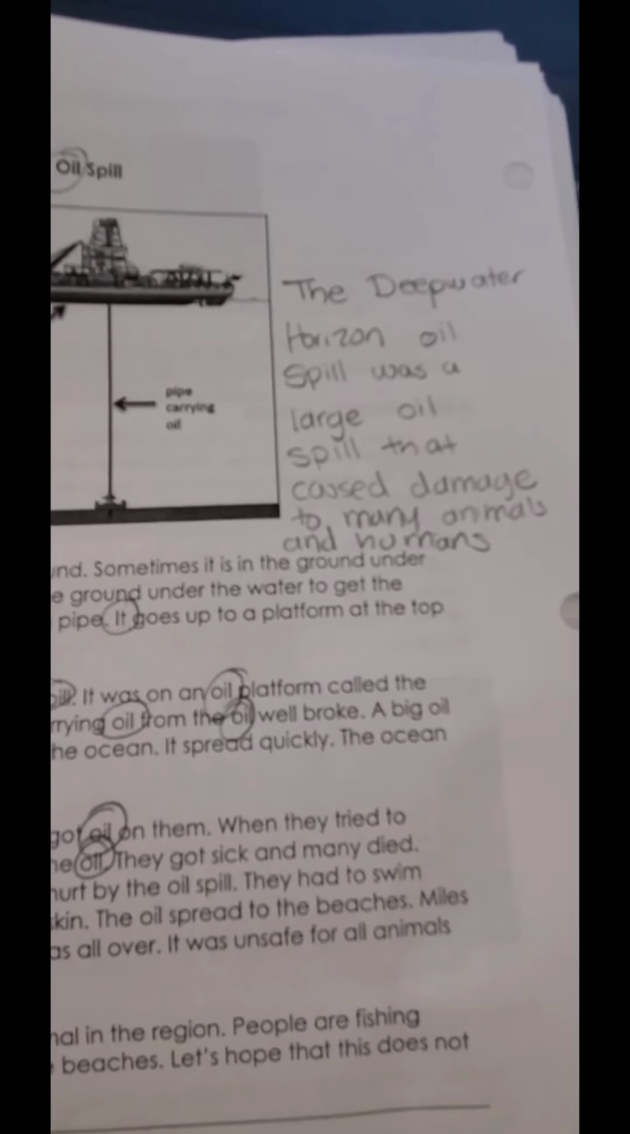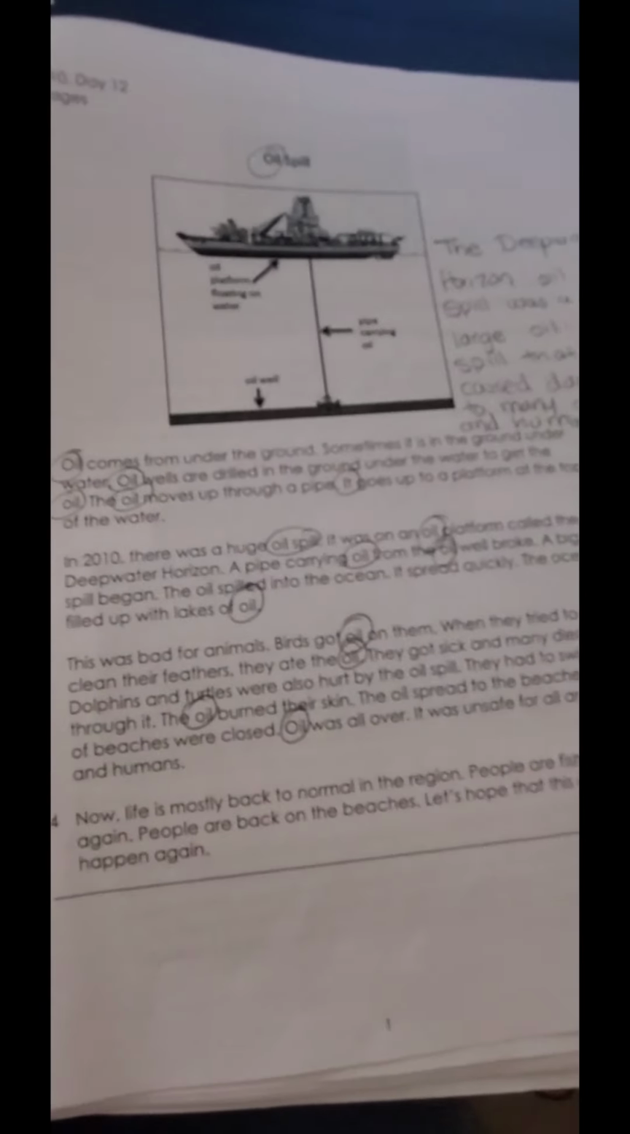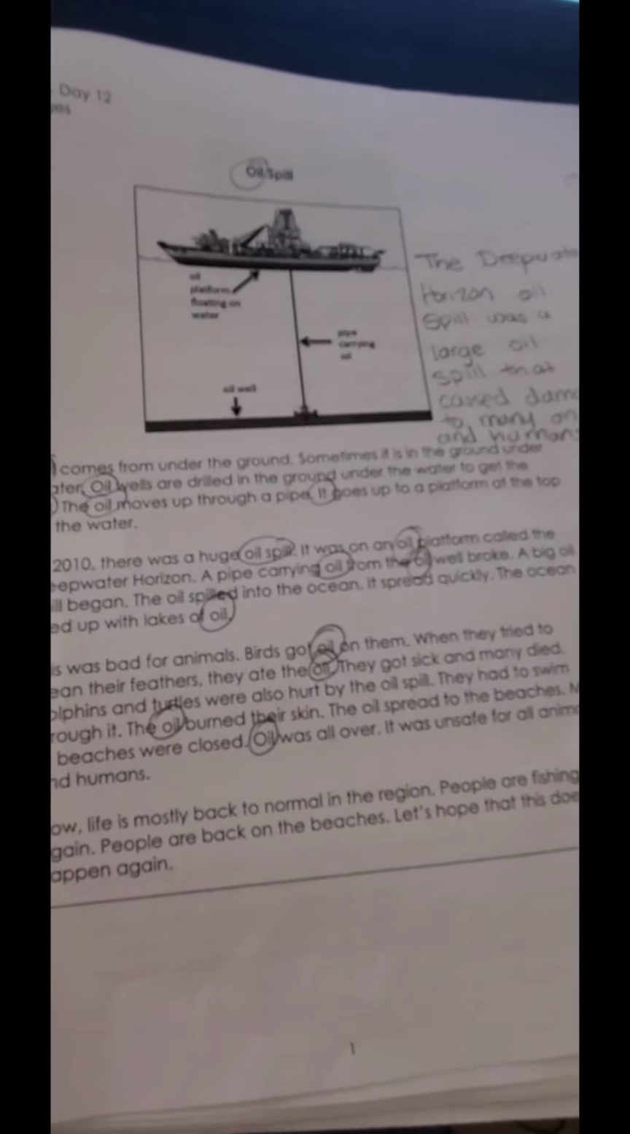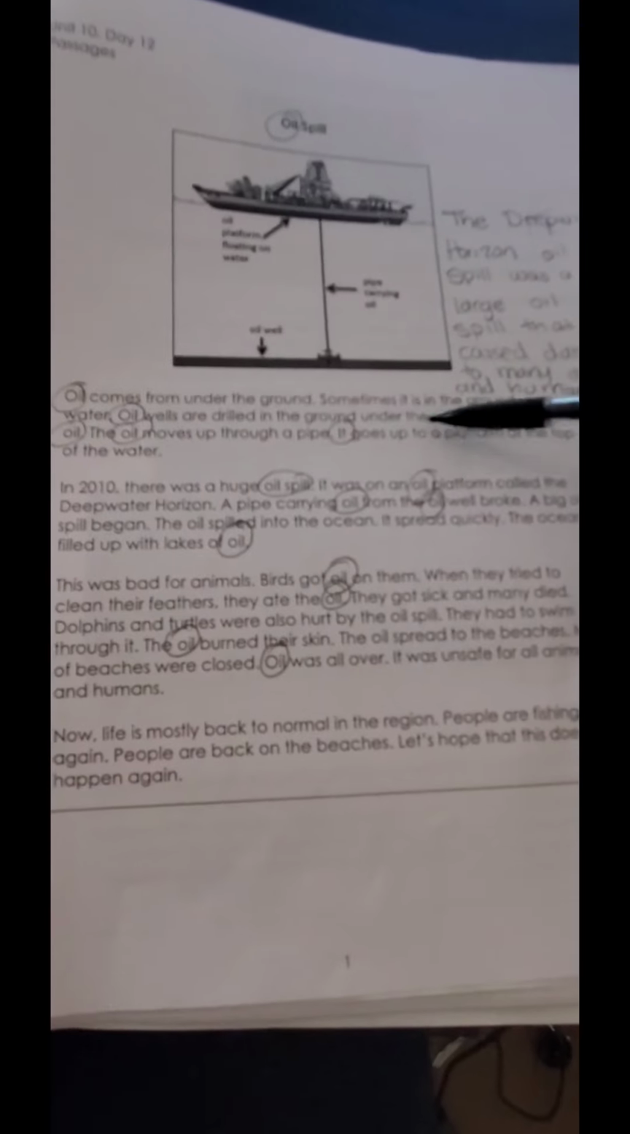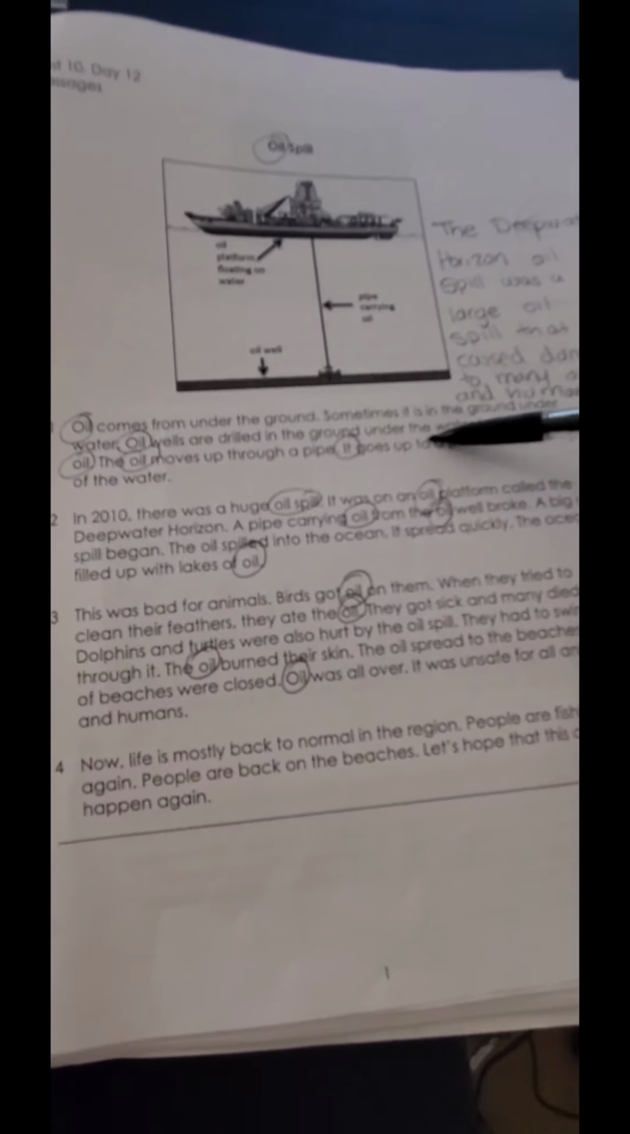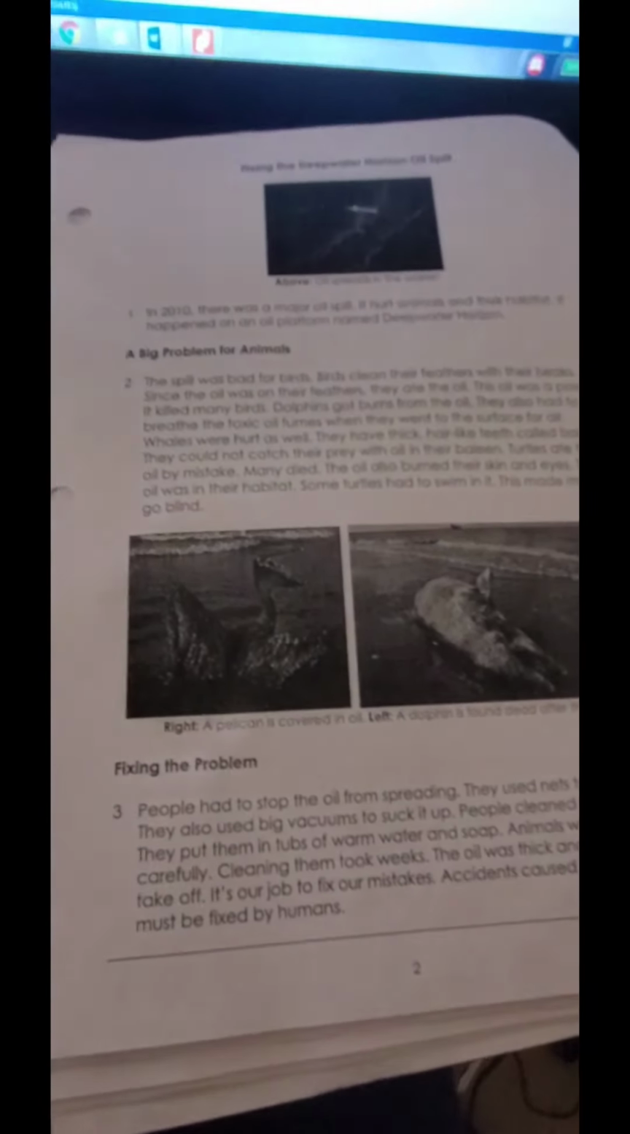Alrighty, so now that we wrote this down, let's move on to the next passage. Again, you want to think about the main idea as what the text is mostly about, or what the author is trying to teach me. So through this passage, the author taught me that the Deepwater Horizon oil spill was a large oil spill that caused damage to many animals and humans. And again, the first paragraph told me where the oil comes from, which helped me understand how the oil spill could affect many animals and humans, especially in the water. So now let's go on to the second passage.